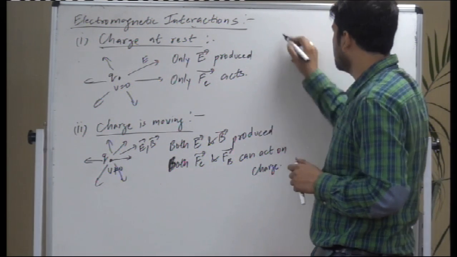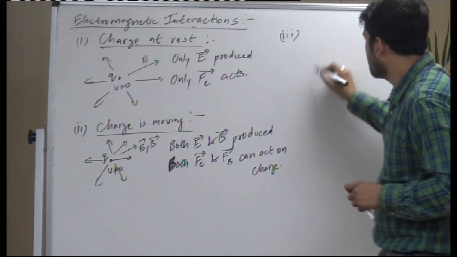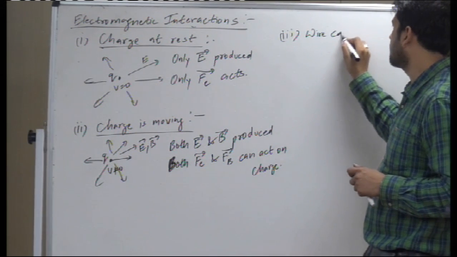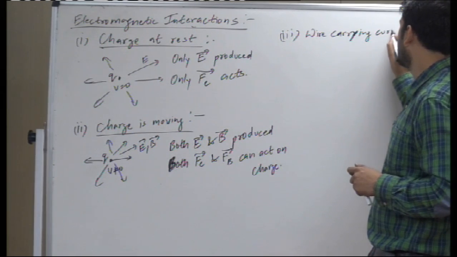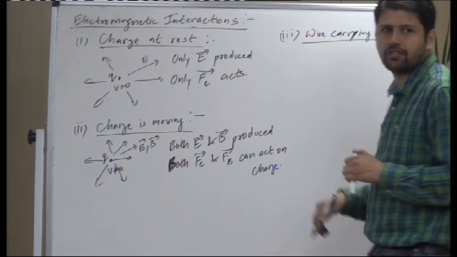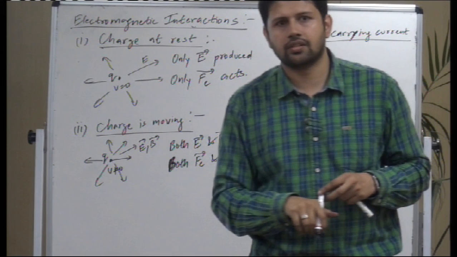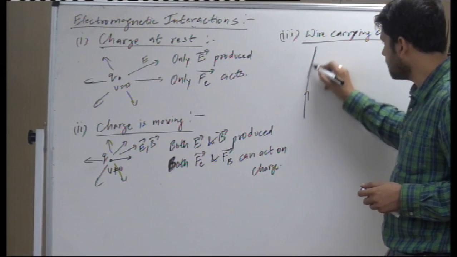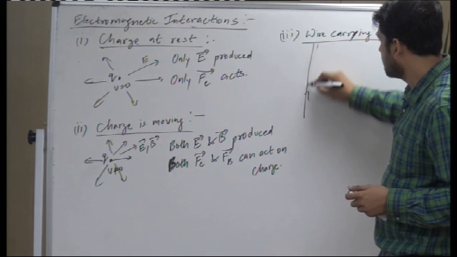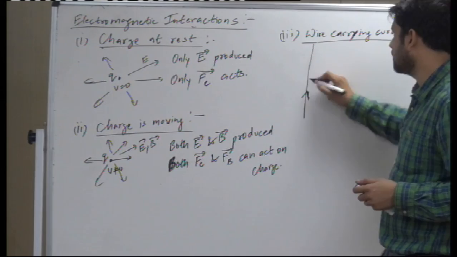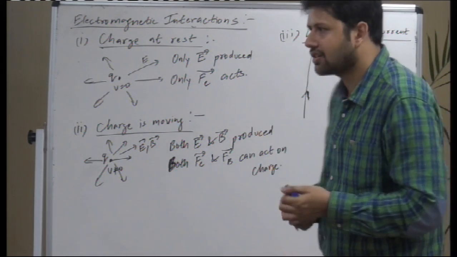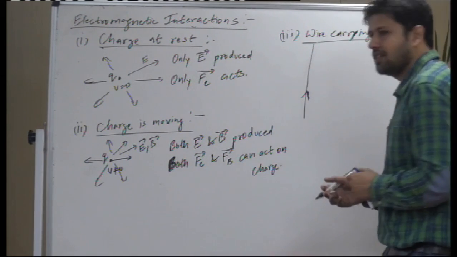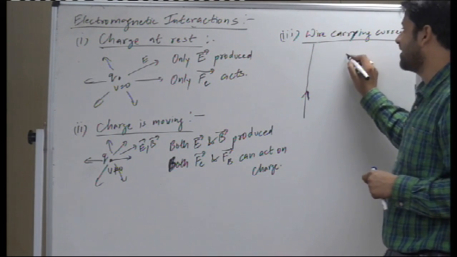Now the third case, wire carrying current. What if we have a wire carrying current? In this scenario, the charges are moving, right? You already know that magnetic field is produced. Would electric field be produced? The charges are moving. There is no electric field, only magnetic field.